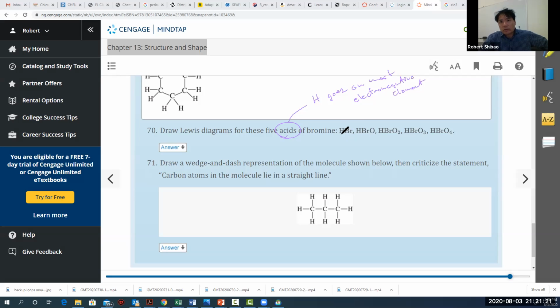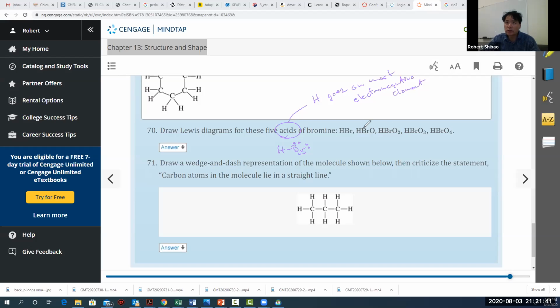Here we have no choice. The H has got to go on Br. And so for HBr, it's going to look like this. H contributes 1, Br contributes 7. And Br ends up with an octet, H ends up with a duet. And so this is the structure of HBr.